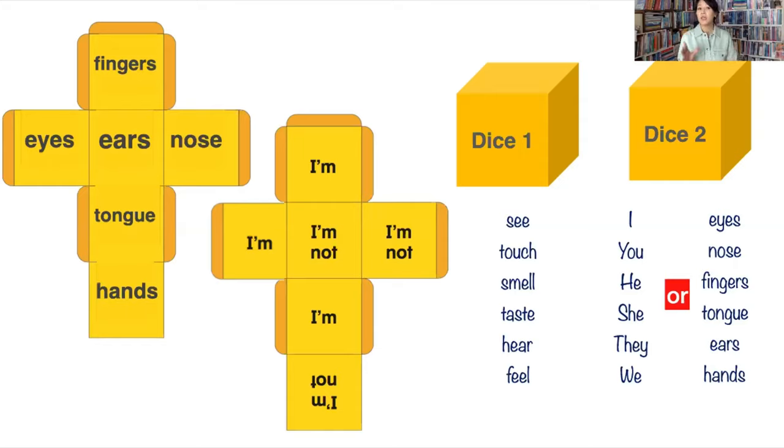Sometimes they can make a silly sentence too, like, I can see with my ears. Sometimes students really have to make wrong sentences. They know what's wrong, so they make silly sentences. When I use it in my classroom, they were laughing all the time. Oh, I can touch with my eyes! So if you change that practice to dice, it will be really fun too.